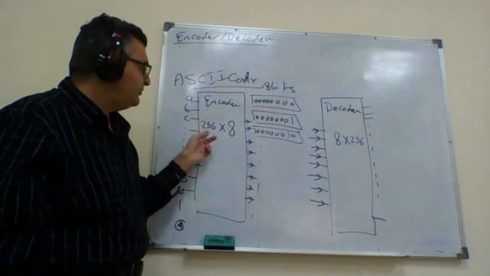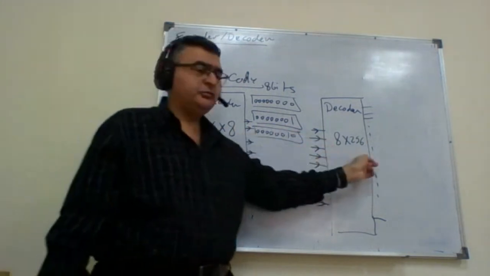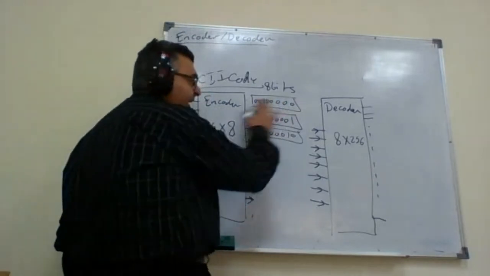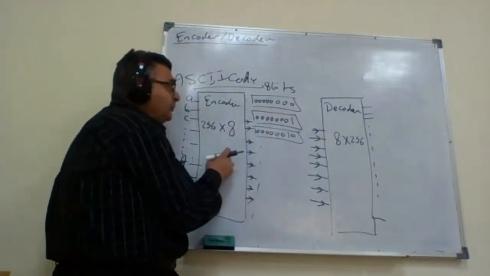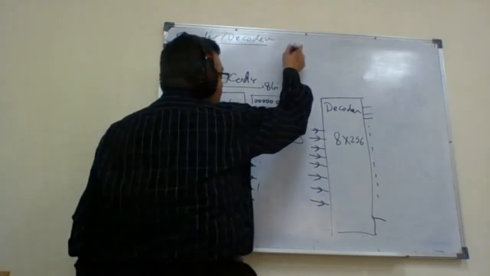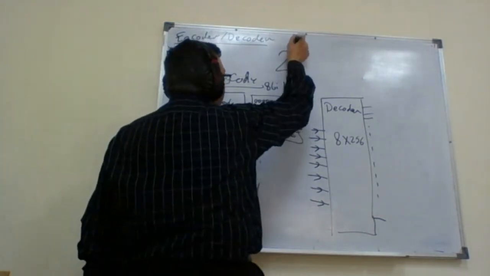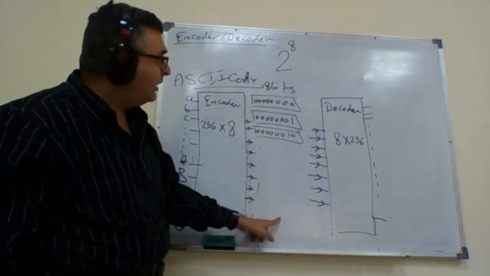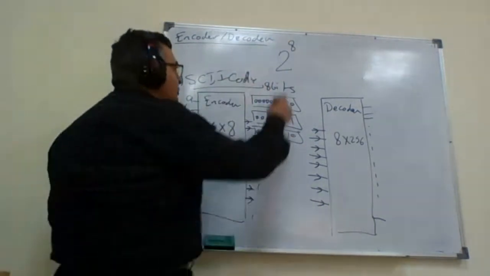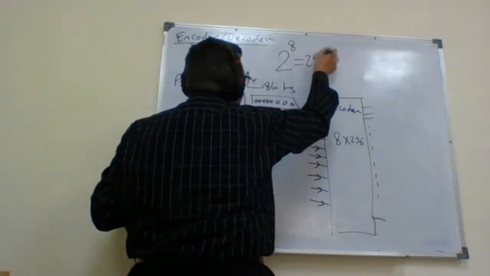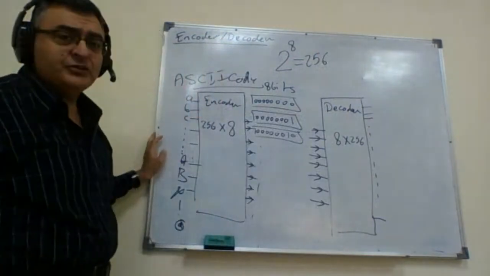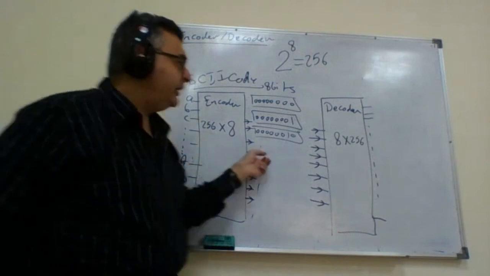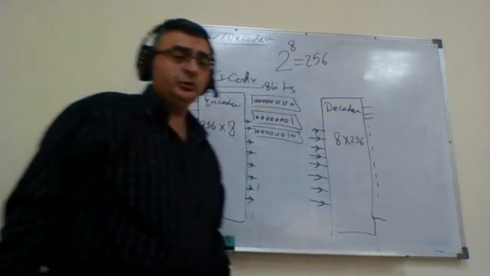Why does Dr. Harris keep saying 256 by 8 and 8 by 256? Because we learned in DLD chapter 1 that if I have 8 bits as the output of the encoder, those 8 bits will give me 2 to the power of the number of bits combinations. So the number of combinations that I have here is 2 to the power 8, which means 256 combinations. So this is the relationship, okay, between the inputs and outputs for the encoder and the inputs and outputs for the decoder.